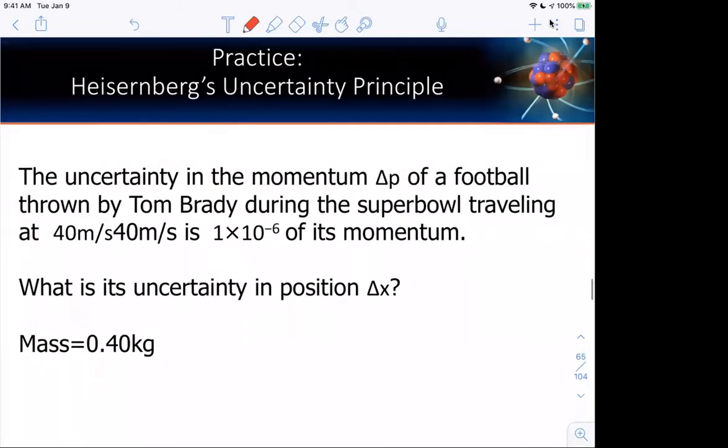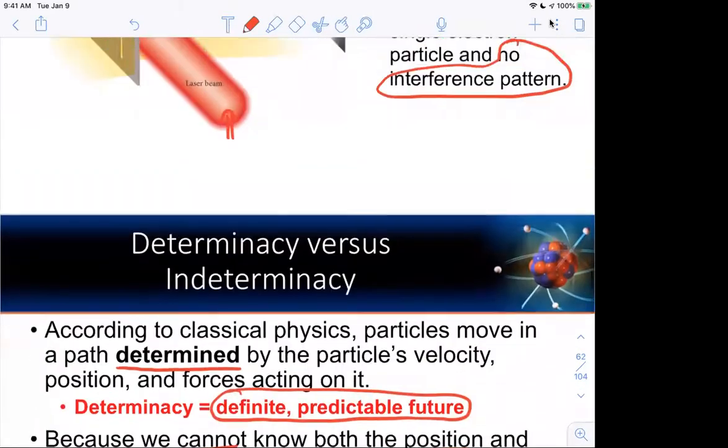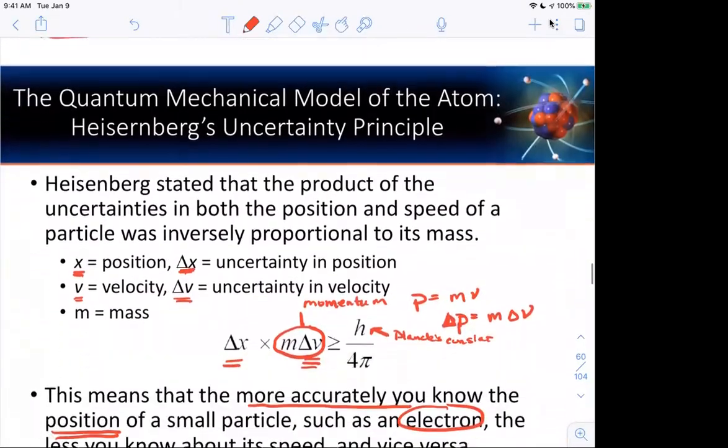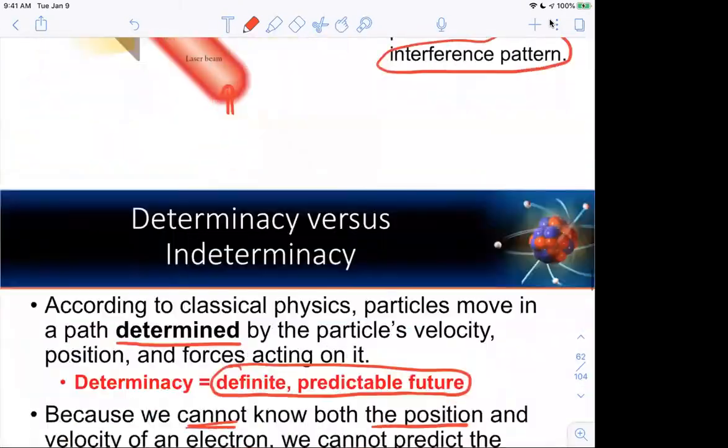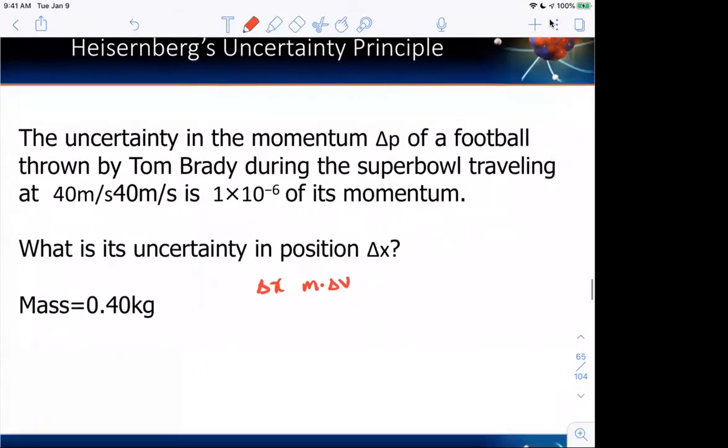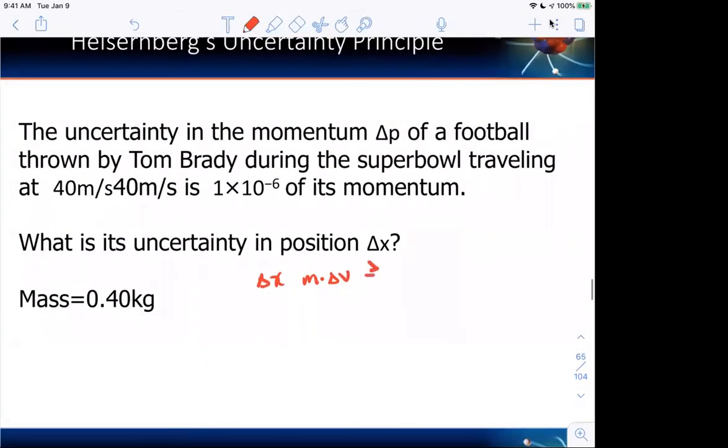So here's an example of how I'm going to use this. I have delta x times m delta v, and let me get the right formula, greater than or equal to h over 4 pi. This is my uncertainty principle.